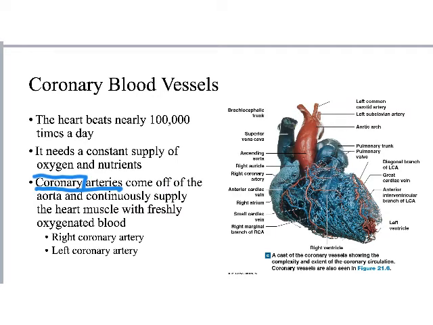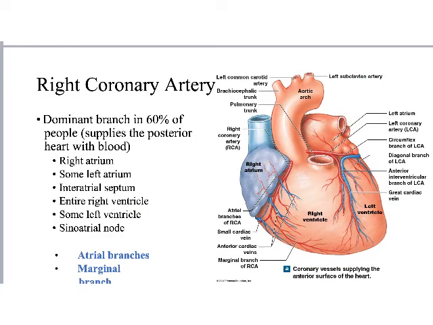So you have one that comes off the right and one that comes off the left. We'll take a look at each of these and the circulation. So here's the aorta coming out. Blood is going from the left ventricle through the aorta. But you see the very first branches off the aorta are the right and the left coronary arteries. So we're going to talk first about this right one here that comes off the right side of the aorta.